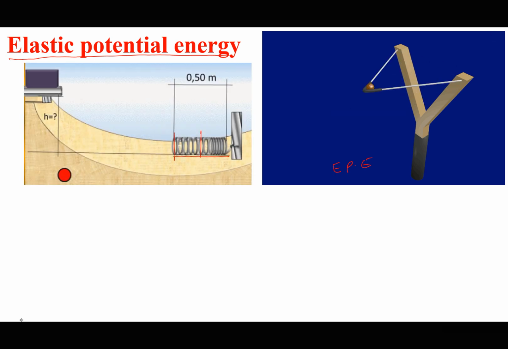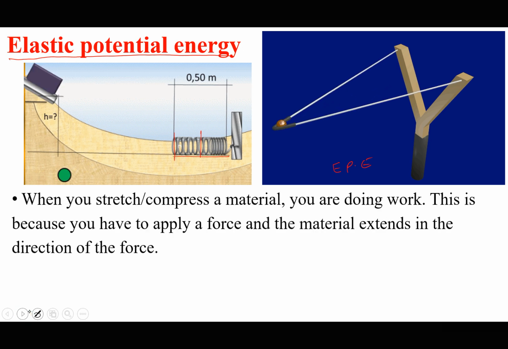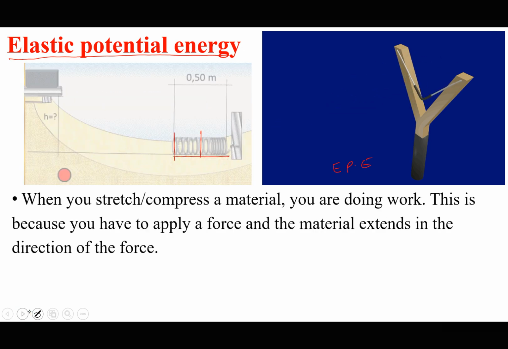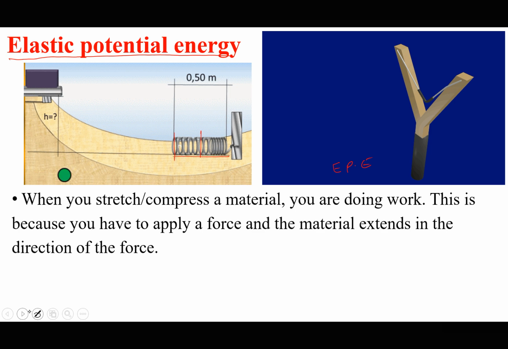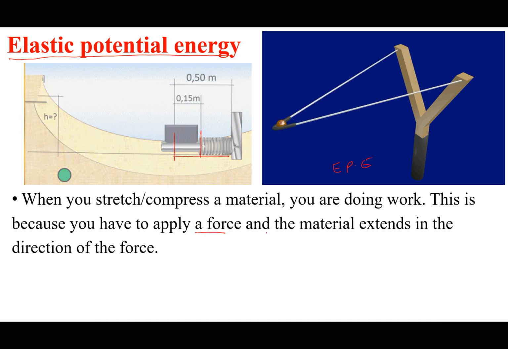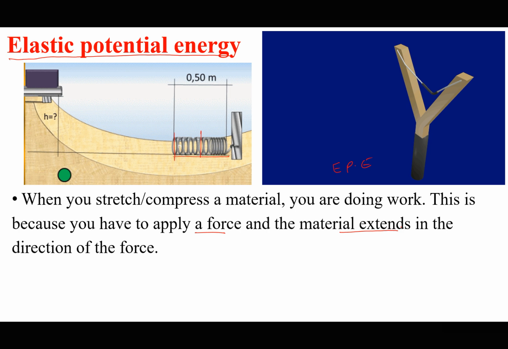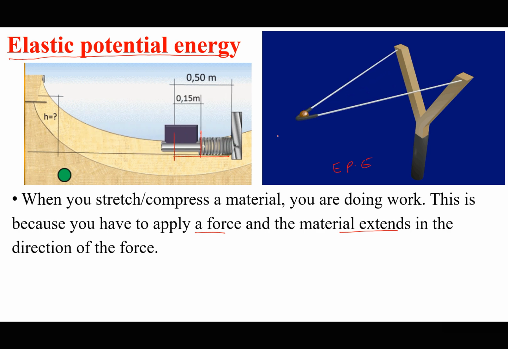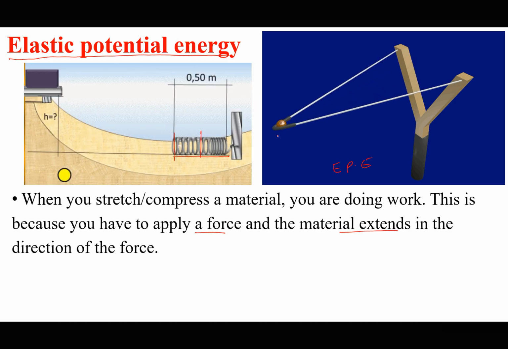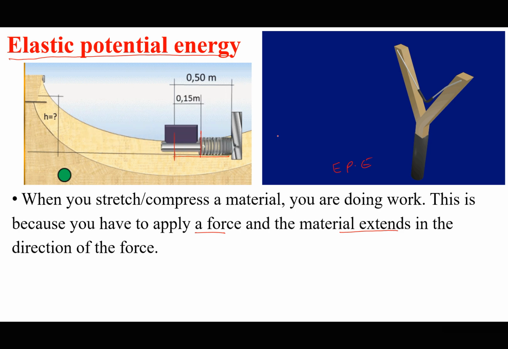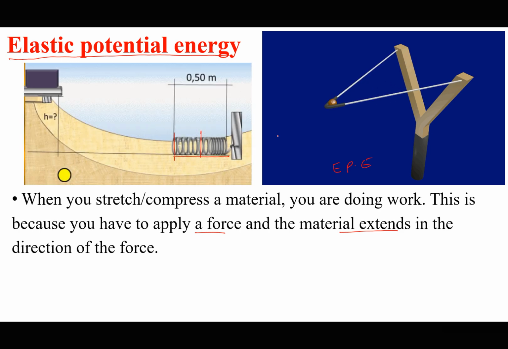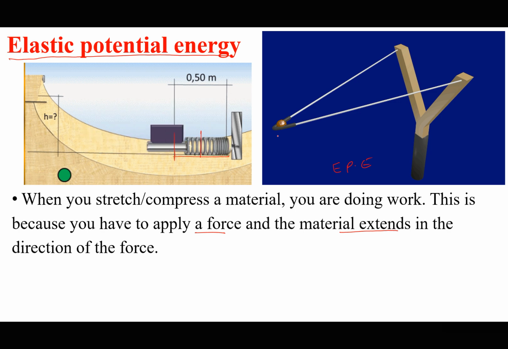Strain energy. So when you stretch or compress a material, you are doing work. This is because you have to apply a force, and the force causes the material to either extend or be compressed in the direction of the force. So when we stretch the catapult, the material stretches in the same direction as the stretching force. When the object on the slope compresses the spring, the spring compresses in the direction of the object. So we are doing work because the force is causing an extension in the direction of the force.